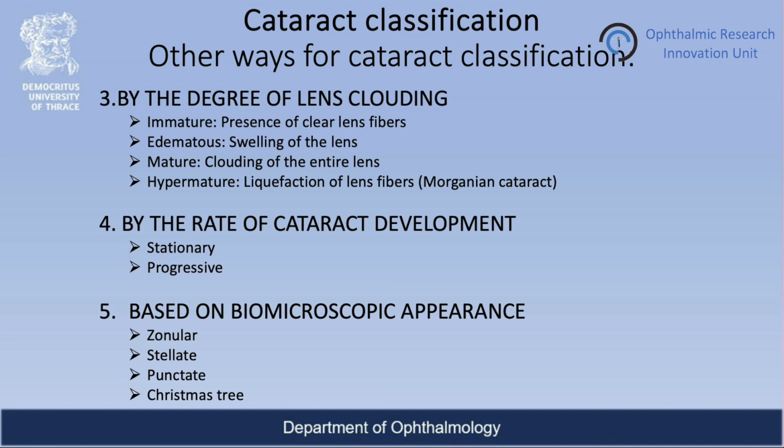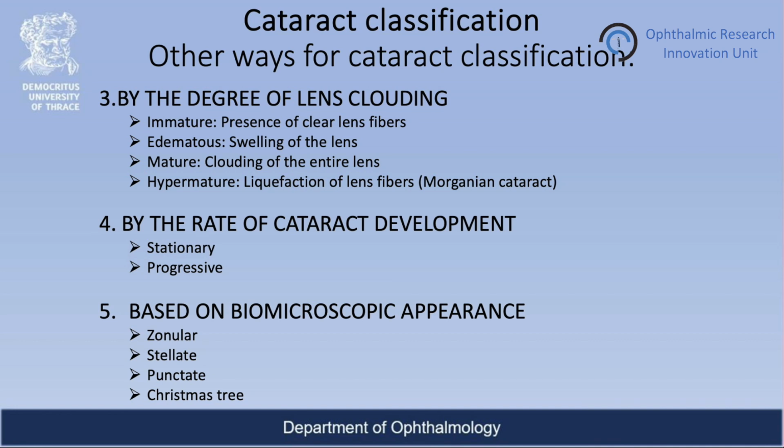Moreover, depending on the degree of lens clouding, cataract is classified into the following categories: immature, when clear lens fibers are present; edematous, when the crystalline lens is swollen; mature, when there is a clouding of the entire lens; and hypermature, when lens fibers are liquefied, the so-called Morganian cataract.